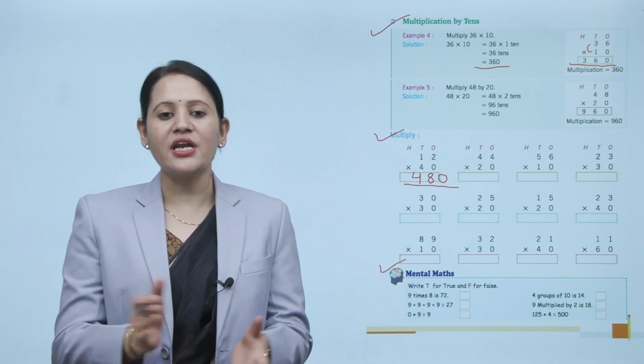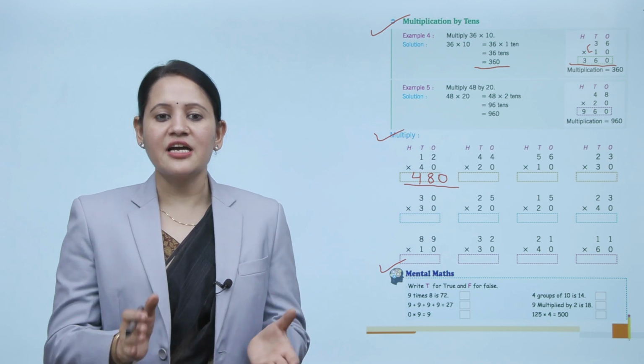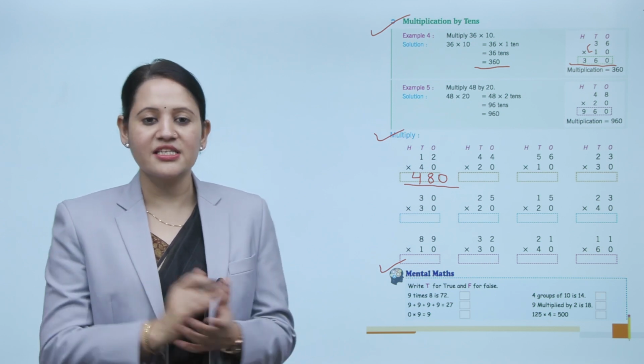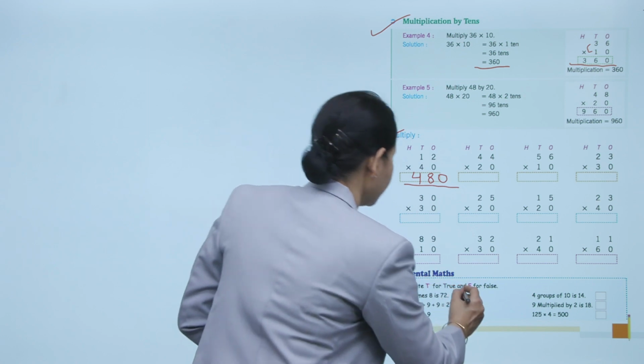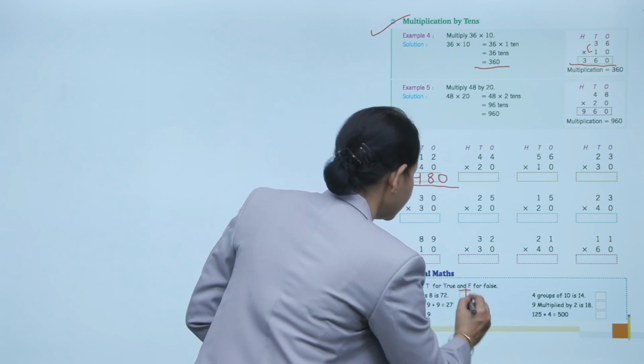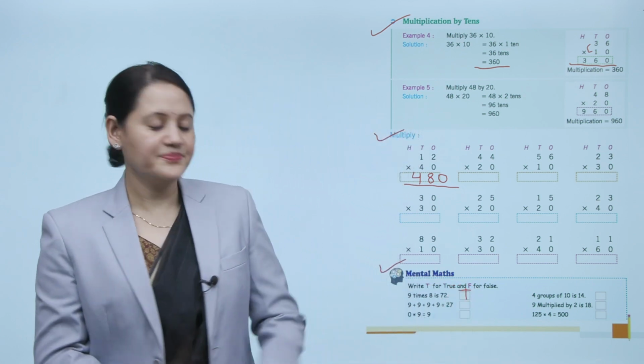Write T for true and F for false. 9 times 8 is 72. Yes, 9 into 8, 72. That is true. Write T for it. Clear?